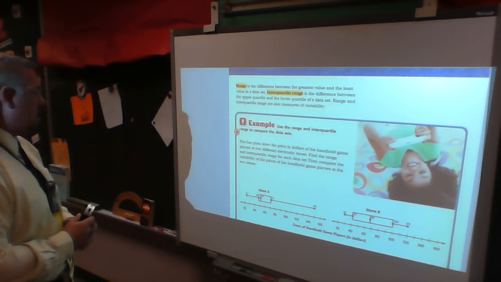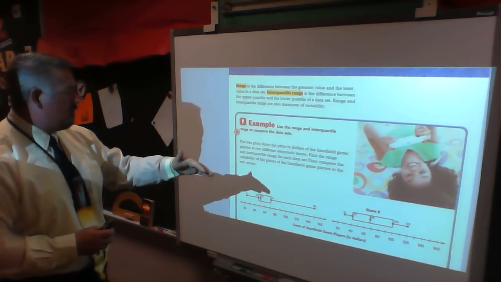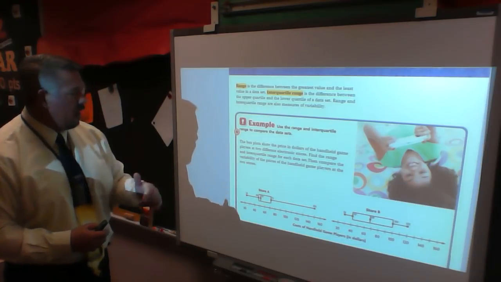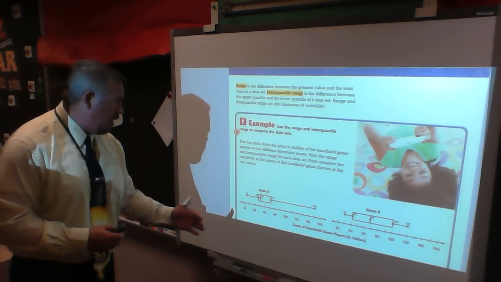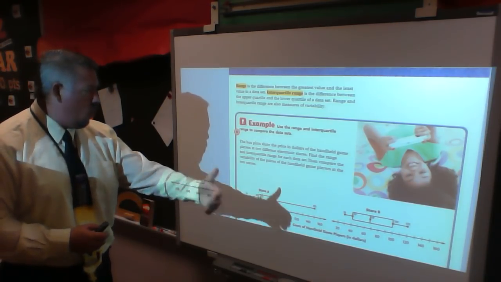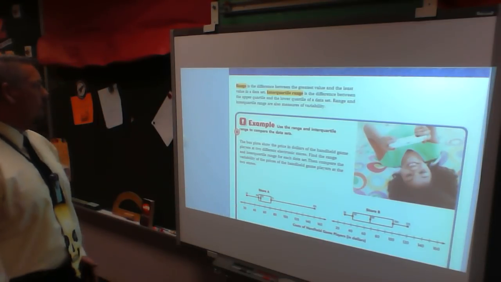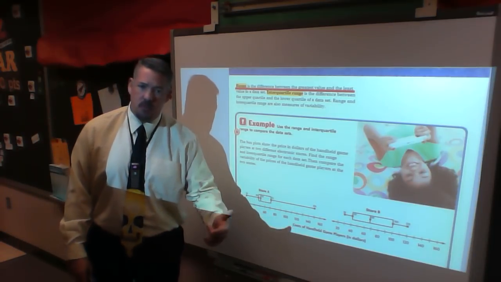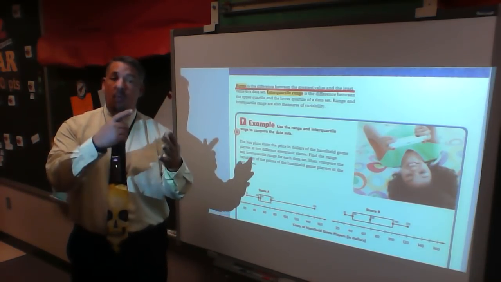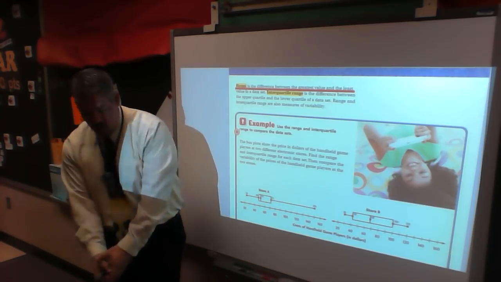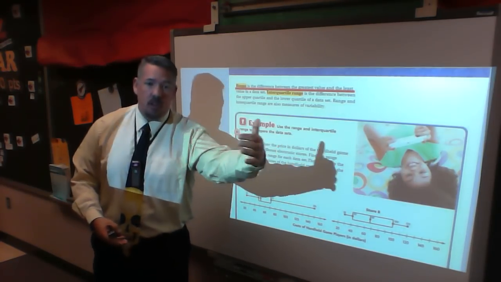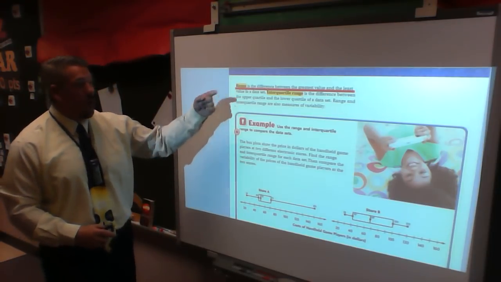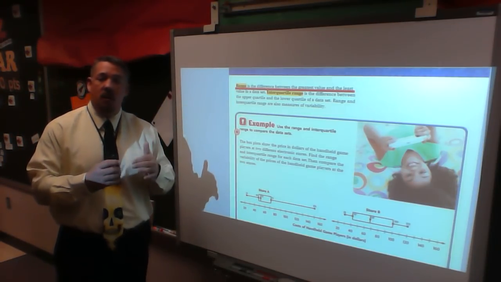So let's see what it's asking. If the box plot shows the price in dollars of a handheld game player at 2 different electronic stores, find the range and the interquartile range for each data set. And what are those? Well, range, I introduced to you in Chapter 12 with mean, median, mode, and range, like the golf range. From where I'm hitting it, how far does it go? The distance from the biggest number to the smallest number. That's all range is.